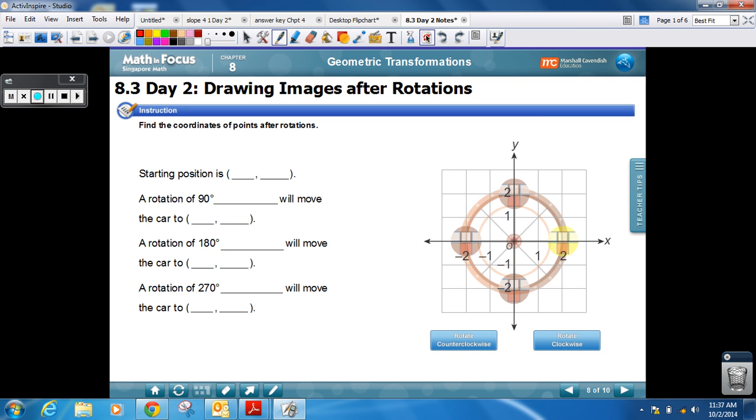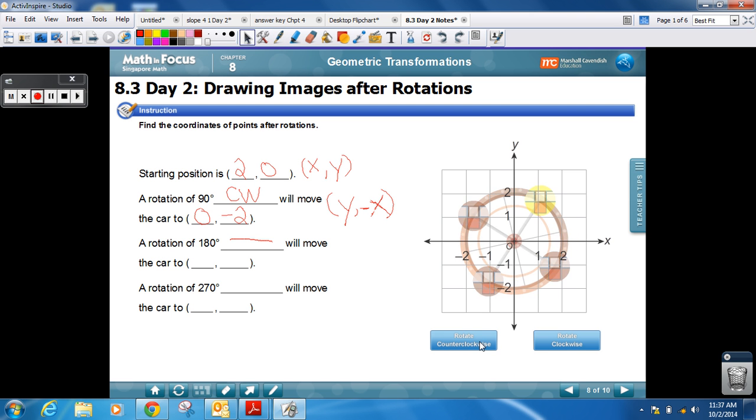Sorry about that. Okay, so now let's look at our next one. Our next one says that we are doing a 180 degree rotation. Remember, it doesn't matter which direction, they'll both end up with the same image. So if I do a 180 degrees rotation, there's 90, there's 180 degrees. That cart is now at negative 2, 0.